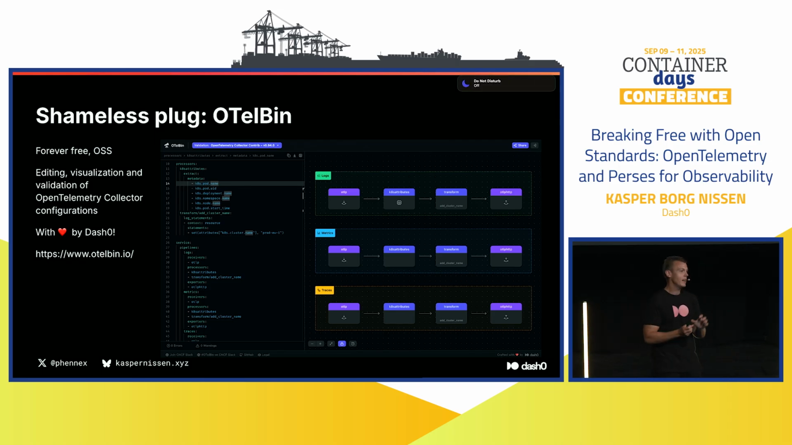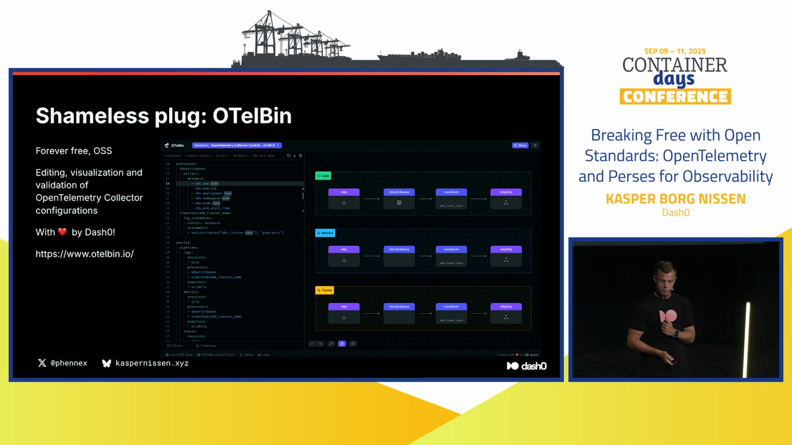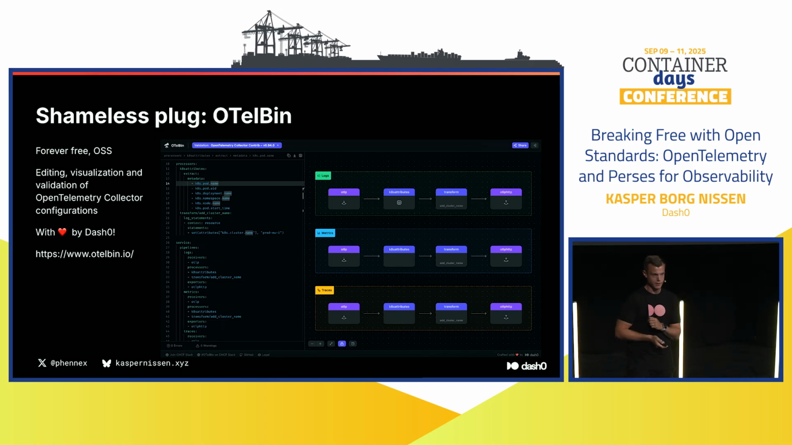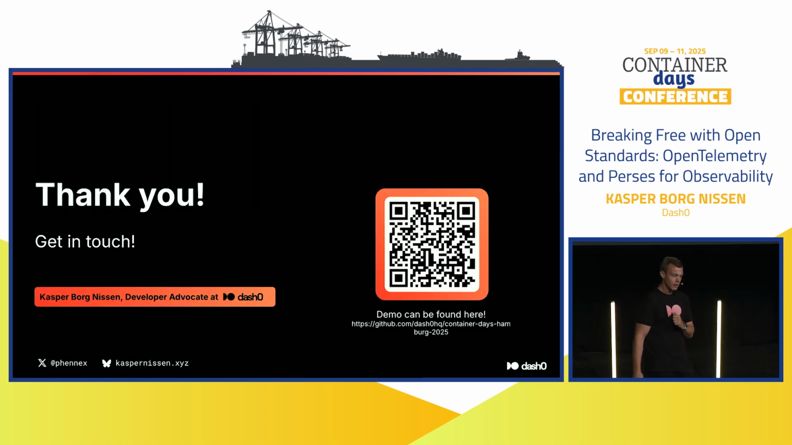It's really nice to visualize your collector configuration and validate it against different versions or distributions. I'm not sure if you're familiar, but there are different distributions of the OpenTelemetry collector. Up here, you can see this is the collector contrib, so you can test if the things you're trying to use are part of that distribution.